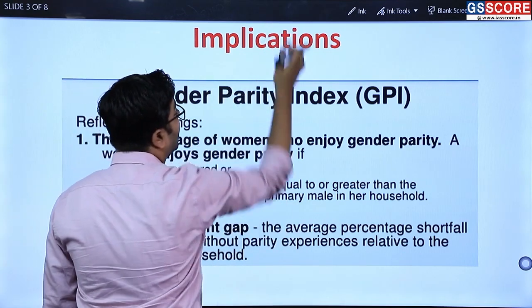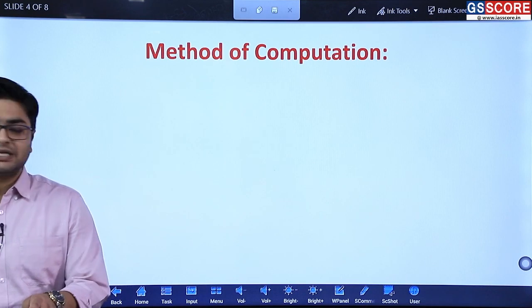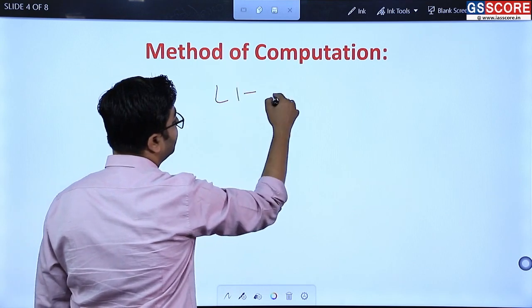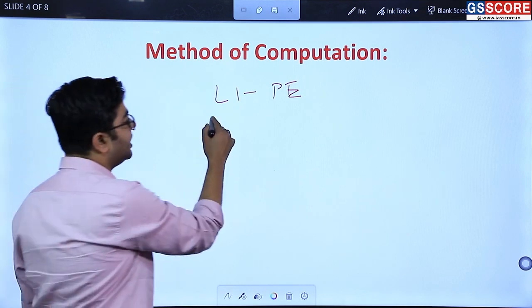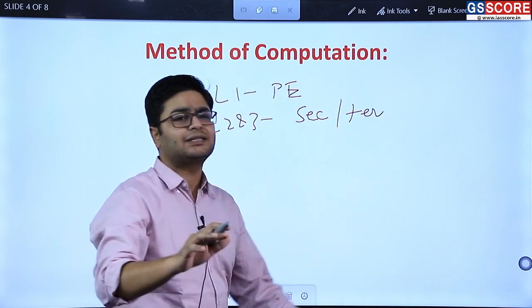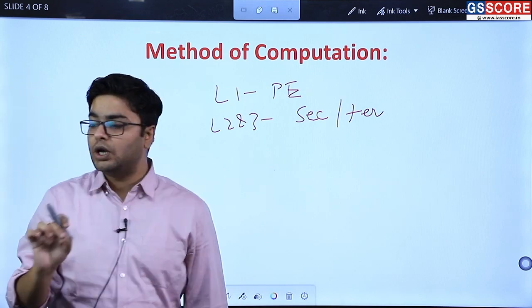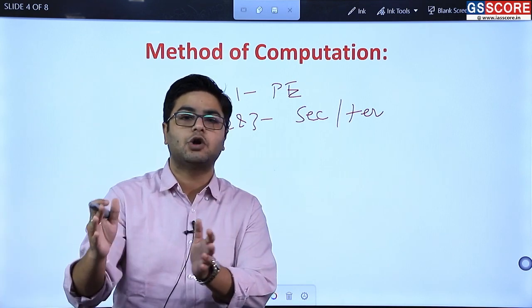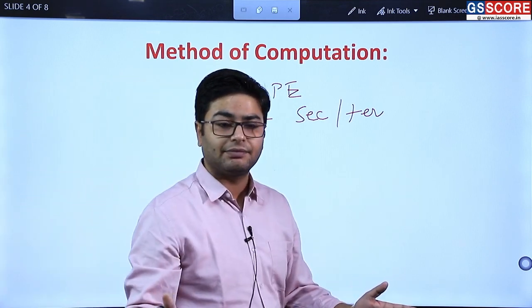Now, let us look at how this index is arrived at. So, level 1 is the primary education, and levels 2 and 3 depend on the secondary education and the tertiary education, as different countries have different systems. Basically, the official school age for each level of education is in reference to the international classification of education. Then the numbers are taken separately.